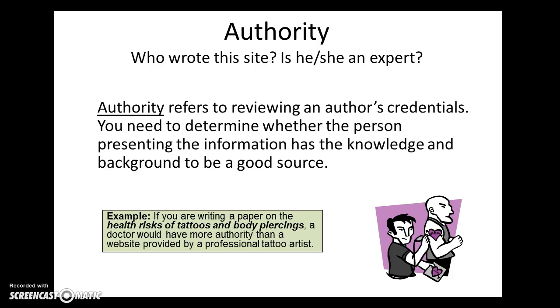Authority. Who wrote this site? Is he or she an expert? Authority refers to the reviewing of an author's credentials. You need to determine whether the person presenting the information has the knowledge and background to be a good source. For example, if you're writing a paper on the health risks of tattoos and body piercings, a doctor would have more authority than a website provided by a professional tattoo artist.